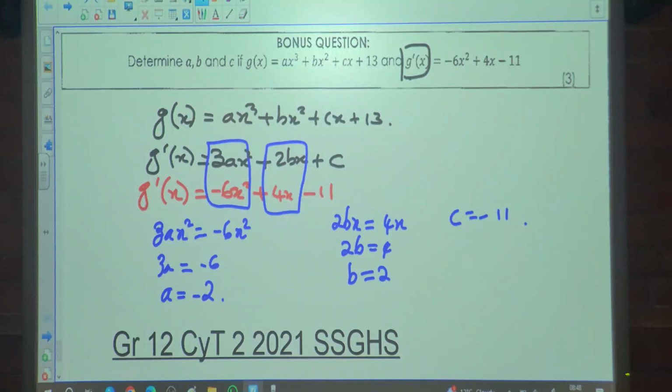Any confusion there? So that brings us to the end of cycle test 2 of 2021.